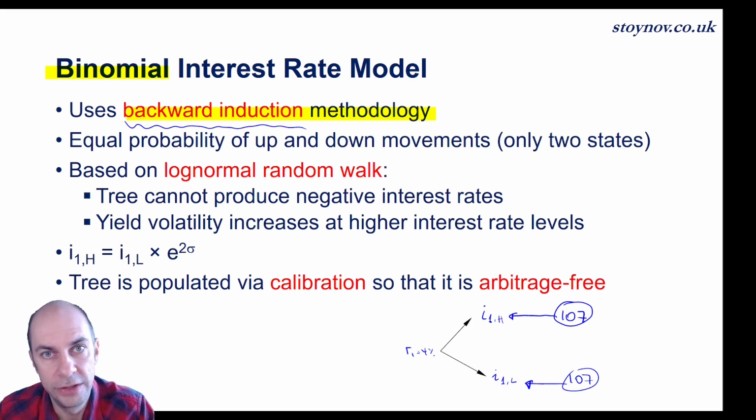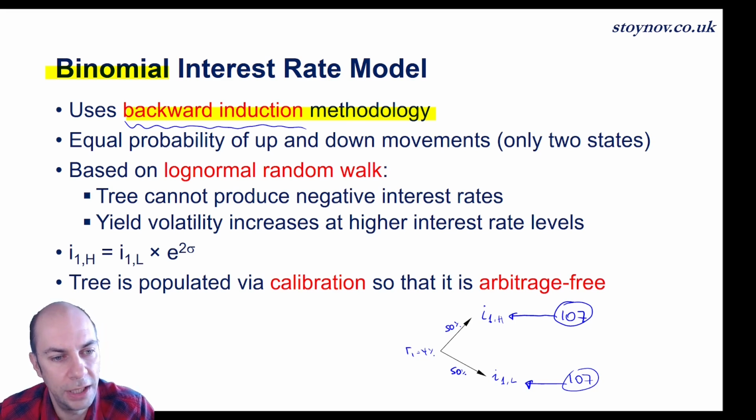The probabilities here are really nice and easy. It's simply 50% chance of an up move, 50% chance of a down move. Please don't confuse that with the binomial tree that we see in derivatives for valuing stock options. There we need to use risk-neutral probabilities, but here it's a straightforward 50-50.